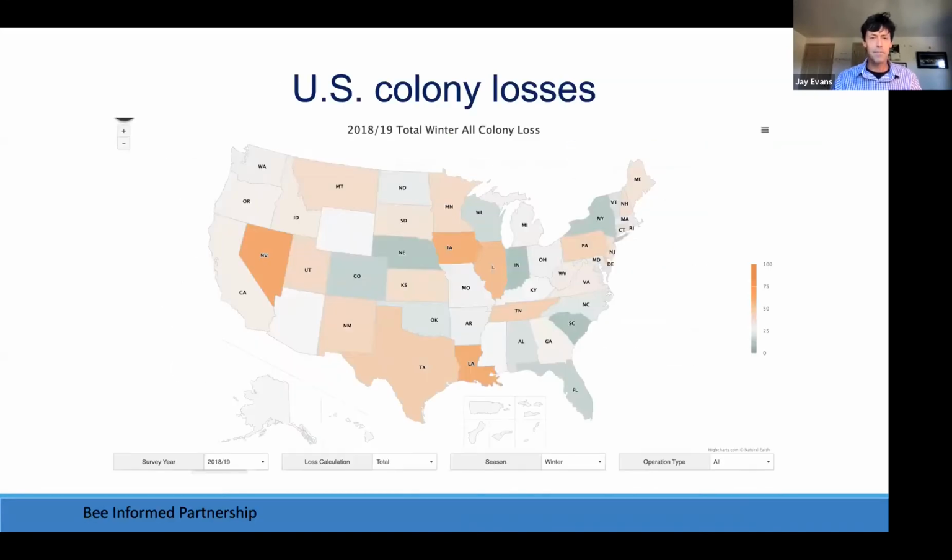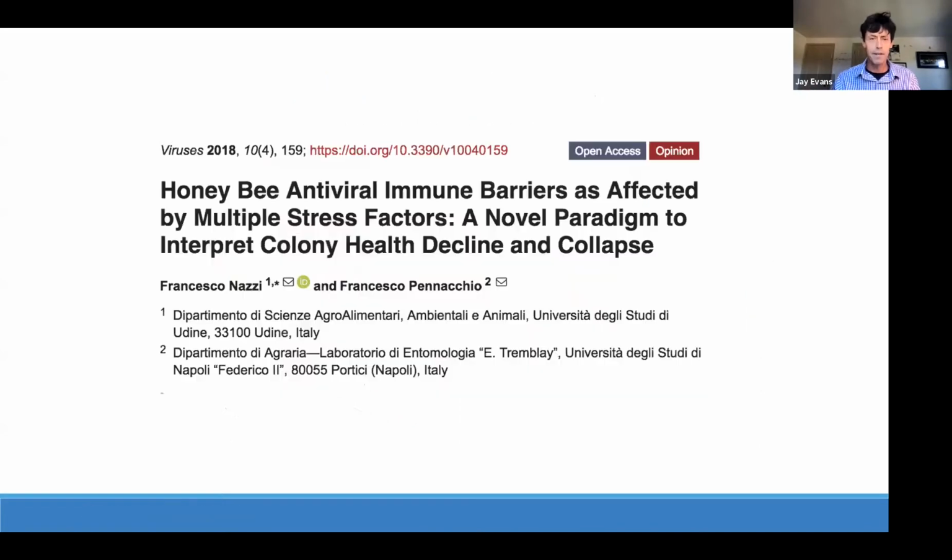These losses are pretty consistent nationwide. This is 1 year total. The loss rates shift a little bit, but I will say the upper Midwest is consistently pretty high for honeybee losses. In that sort of 40 to 50% range annually.